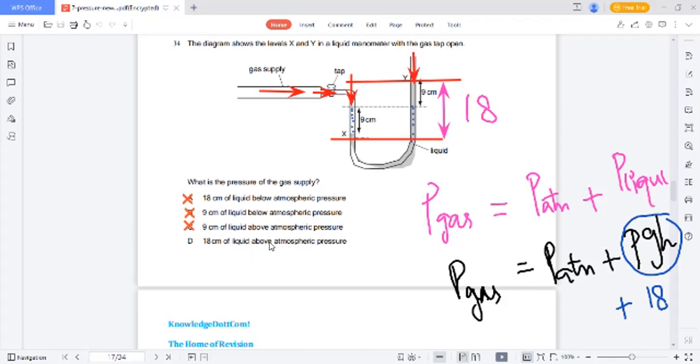18 centimeter of the liquid above atmospheric pressure. That's correct. Above means whatever the atmospheric pressure is, now add 18 in atmospheric pressure, or 18 is the pressure of the liquid, and now add atmospheric pressure in it. So that's why this option is correct.